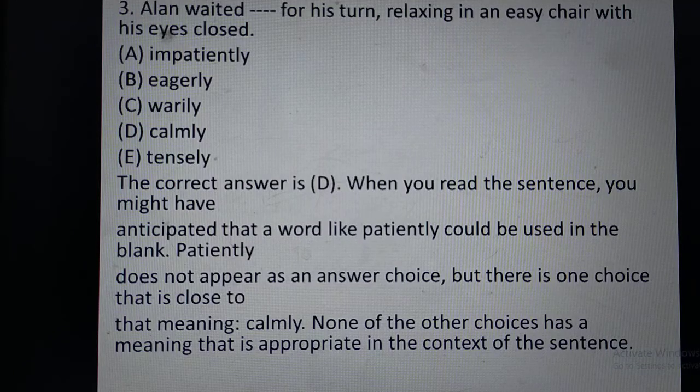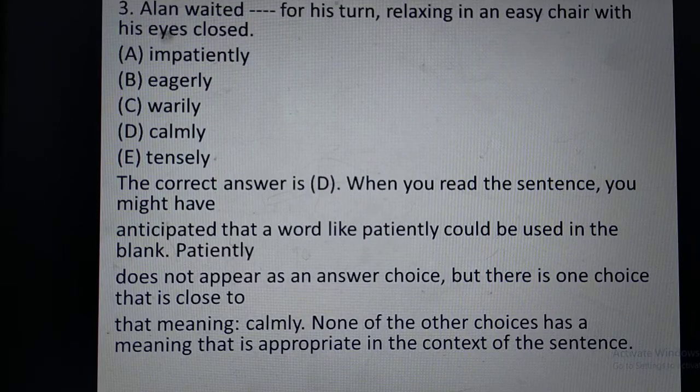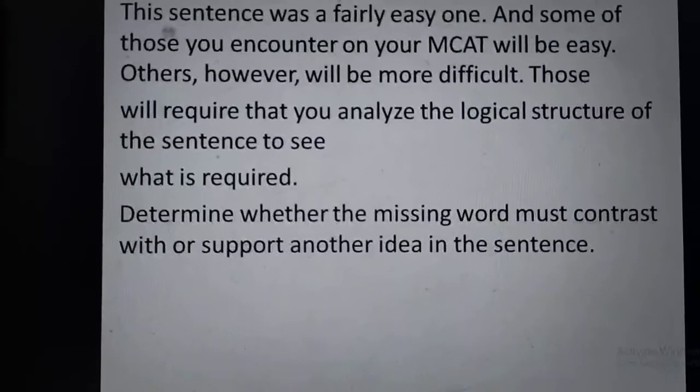Calmly jo hai isme ek aisi choice hai. Again, none of the other choices has a meaning that is appropriate in the context of the sentence. Is wajah se number D is the correct one. Calmly waited, calmly his turn. Okay, next sentence, isi ki explanation hai.